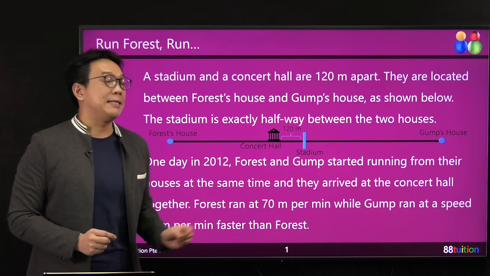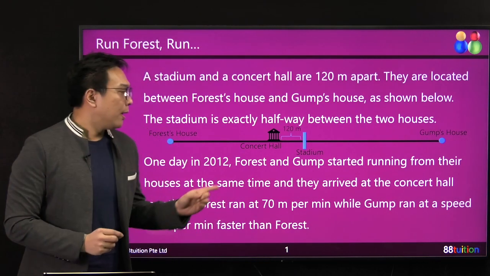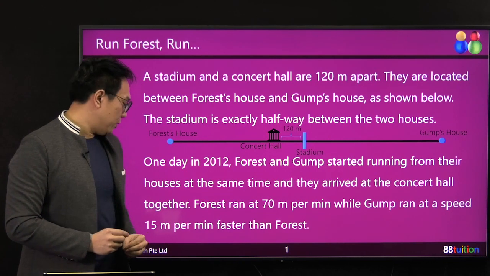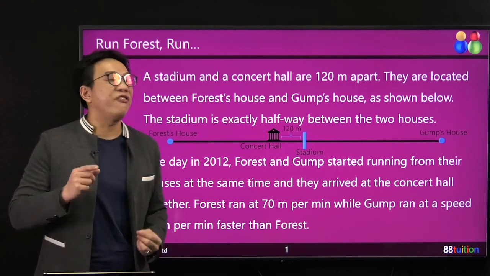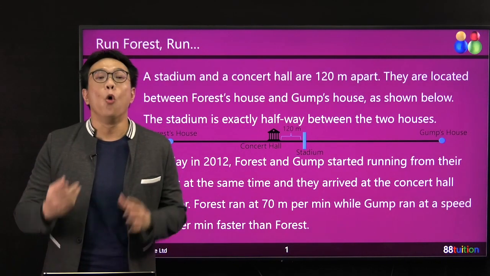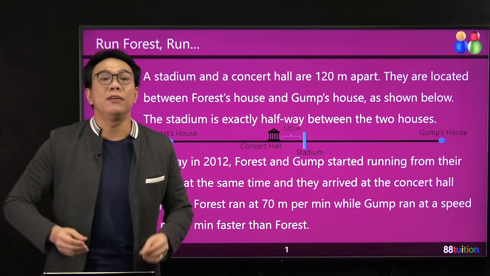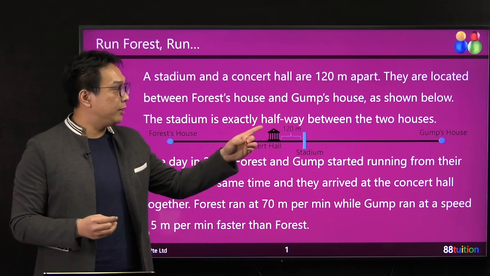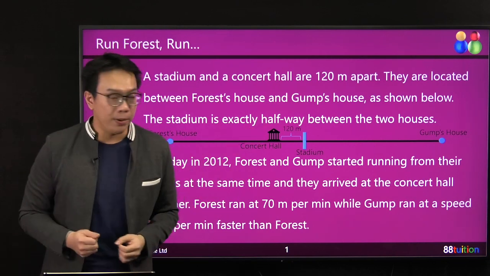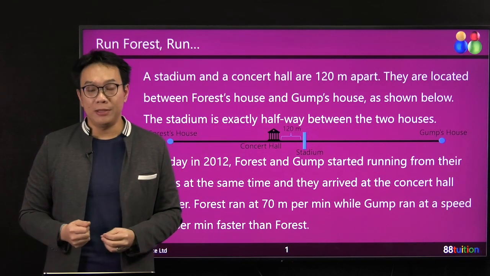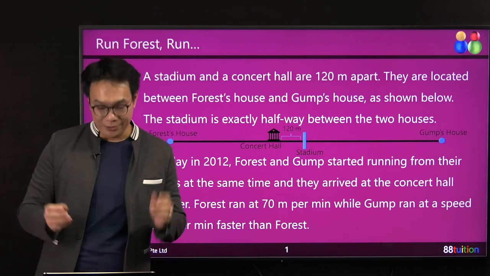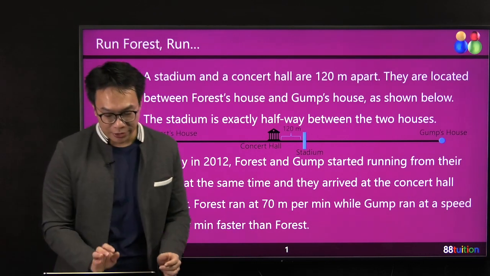Forrest ran at 70 meters per minute, while Gump ran at a speed of 15 meters per minute faster. Faster means what? 70 meters per minute plus 15 meters per minute, that is 85 meters per minute. So our dear Gump runs 85 meters per minute, Forrest only runs at 70 meters per minute. Clear? So this question is a distance, speed, time question, right?